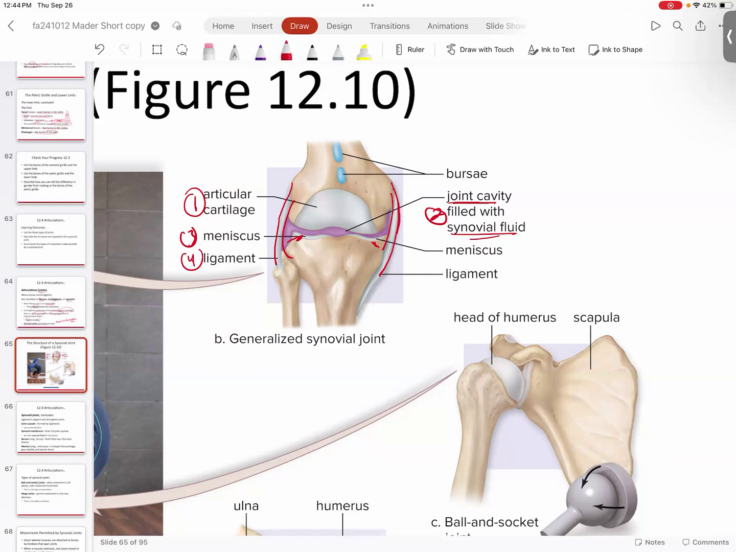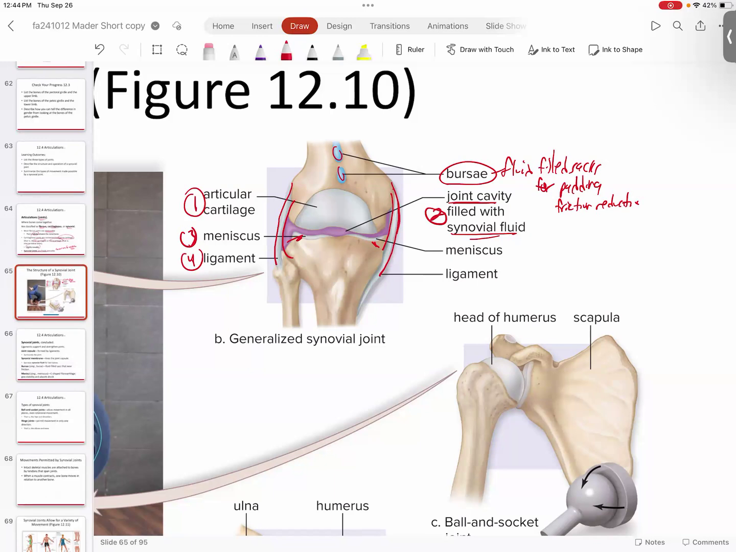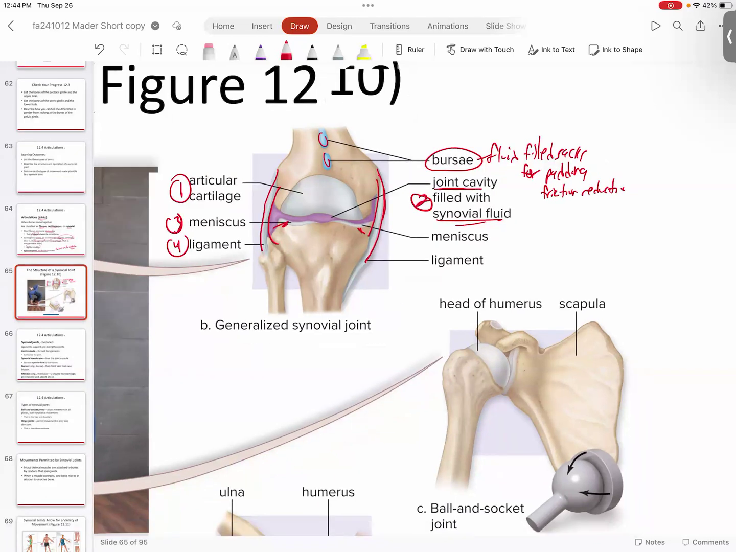In addition to that, you'll also have what's called bursa, which are little fluid-filled sacs. These are basically for padding and friction reduction. You'll have these little bursa in here, for instance where a muscle would lay on top. Instead of allowing your muscle to chafe on the underlying bone, you put a bursa in there to reduce the amount of friction. So that's what your knee joint looks like.